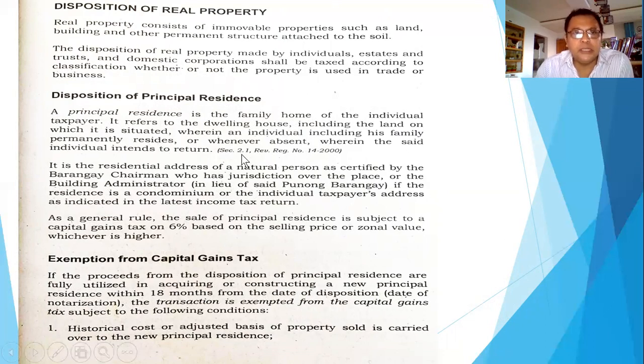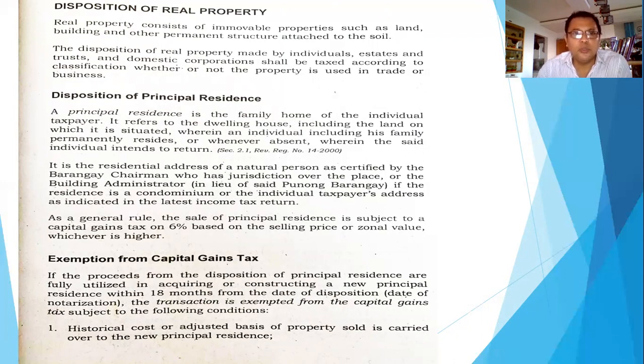So what is a principal residence? It is the family home of the individual taxpayer. It refers to the dwelling house, including the land on which it is situated, wherein an individual, including his family, permanently resides, or whenever absent, wherein the said individual intends to return. So it is the residential address of a natural person, as certified by the barangay chairman who has jurisdiction over this place, or the building administrator if the residence is a condominium, or the individual taxpayer's address as indicated in the latest income tax return.